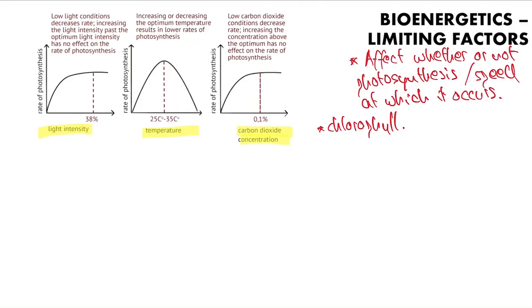So as you see with light intensity, the more light you have, the more photosynthesis occurs until you reach a point where the rate of photosynthesis doesn't increase any more. And the reason at that point is because all available plant cells are photosynthesizing.